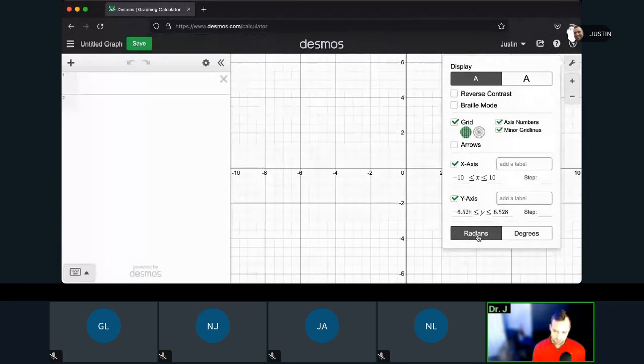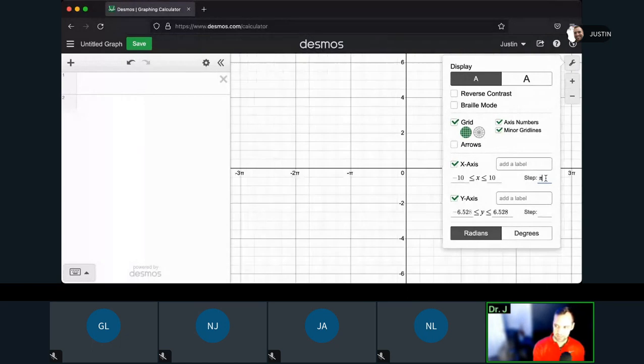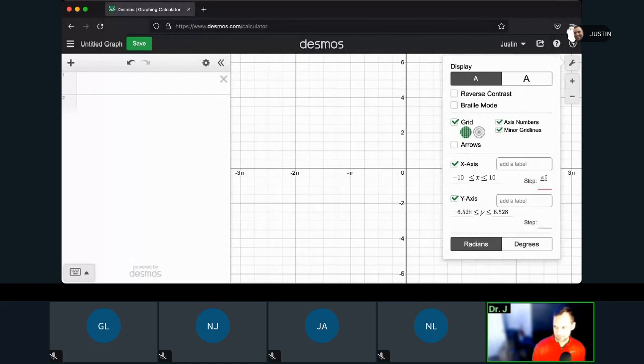So this is important. We're in radians versus degrees. We should always be in radians unless, well, it's a different problem, but I don't think we ever switch to degrees. We'll see. Okay, what's really important on the x-axis? The step. You want to type in pi, and then divided by 4. And then we can close the settings.